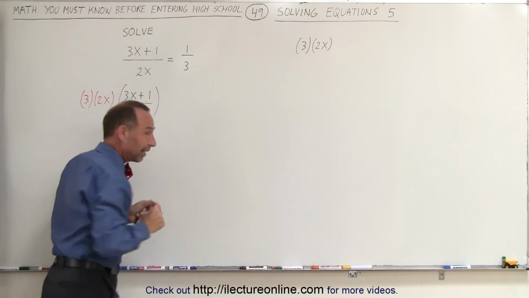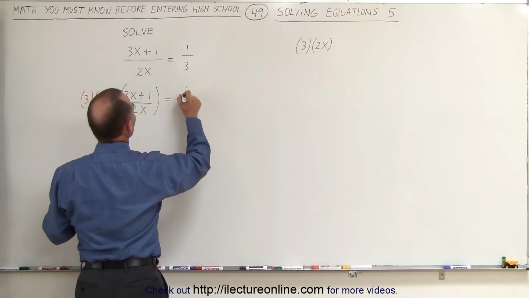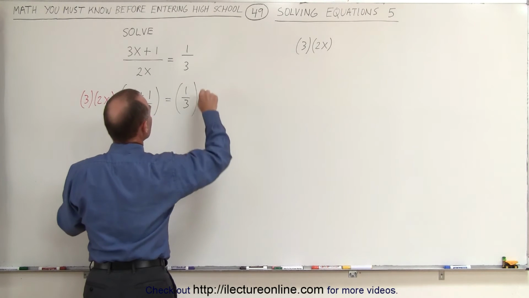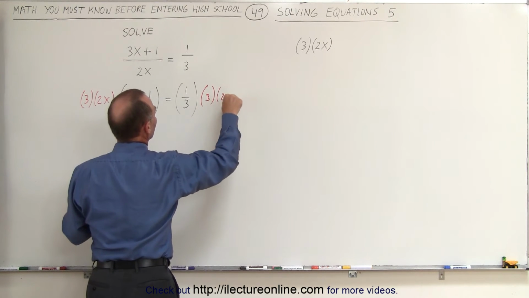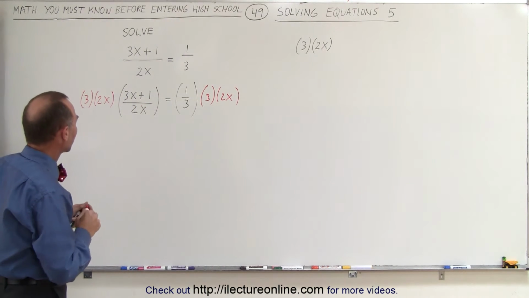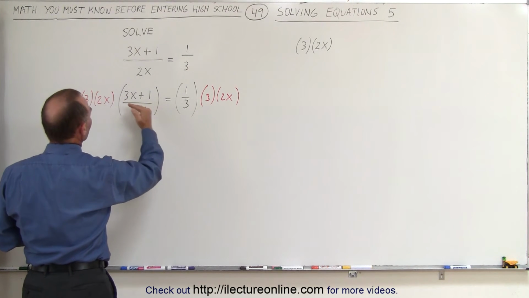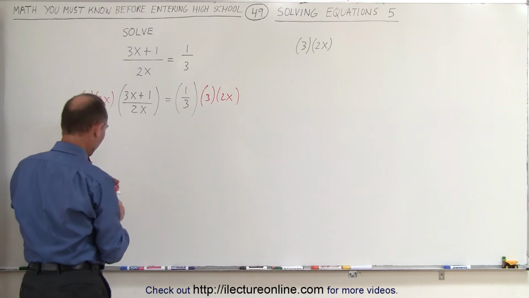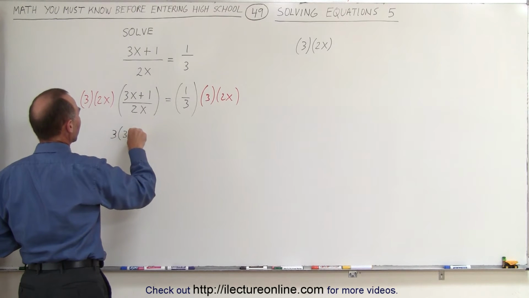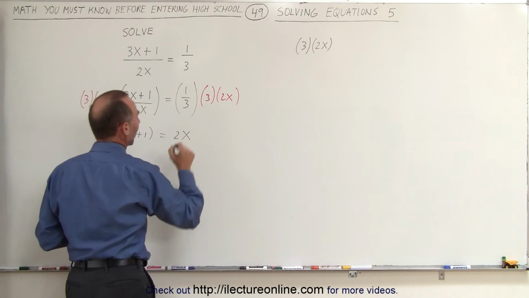And of course, when we do that to the left side, we have to do exactly the same to the right side. So this becomes 1/3, and we're going to multiply that as well by 3 and 2x. The reason I wrote that instead of 6x is that it makes it easier to see how this works. First of all, on the left side, we'll multiply this times this. Notice the 2x's will cancel out, and we're left with 3 times 3x plus 1. So this becomes 3 times 3x plus 1 on the left side equals, on the right side, the 3's cancel out, and we end up with 2x on the right side.